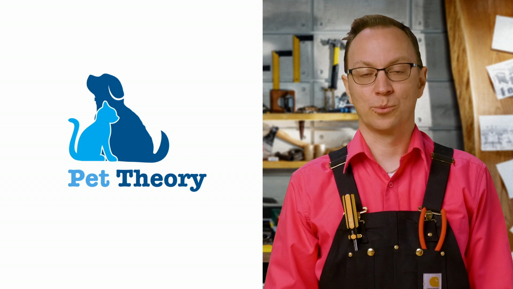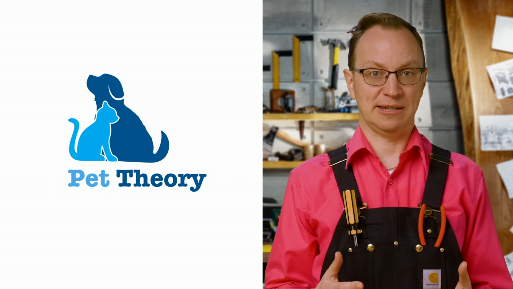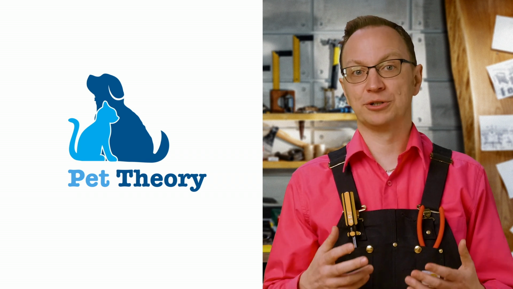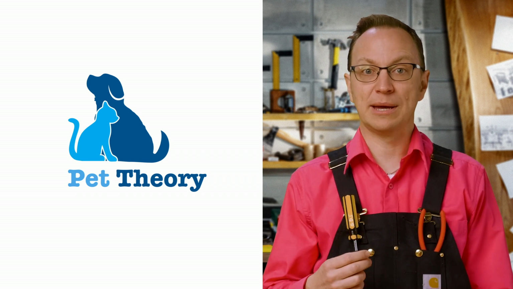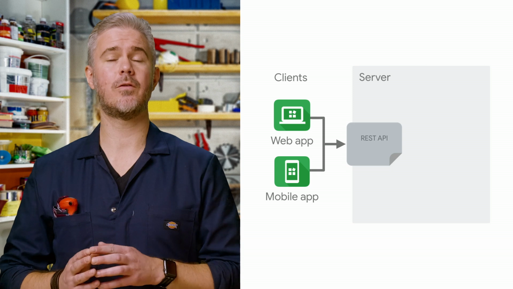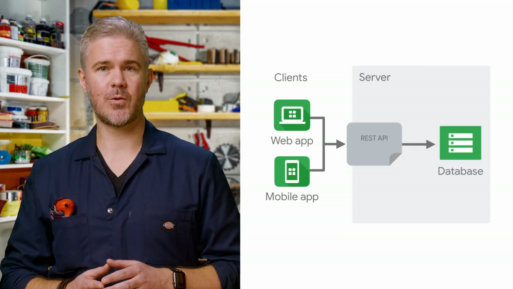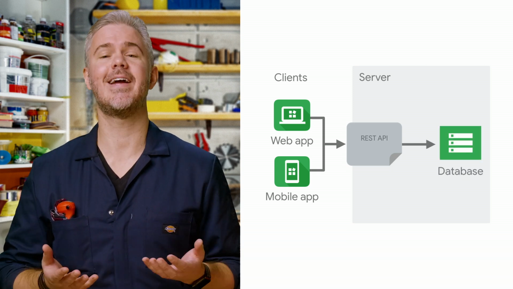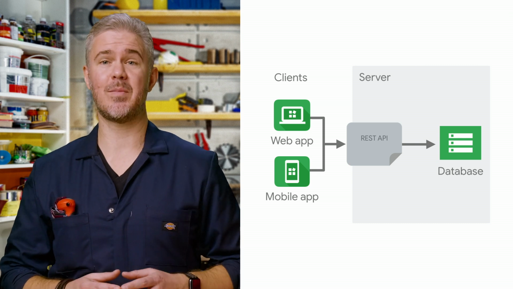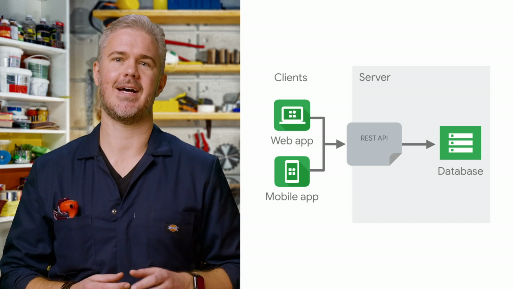Anna is a developer working for Pet Theory, a chain of veterinary clinics. She built a REST API to enable their clients to make appointments from the company's mobile and web apps. She secured the API with JSON web tokens. In a previous episode, we showed the code for the REST API. It runs in Cloud Run, so it's serverless and doesn't require any server maintenance. Check out that episode if you want to see how to write a REST API.